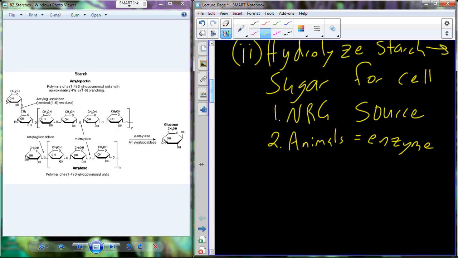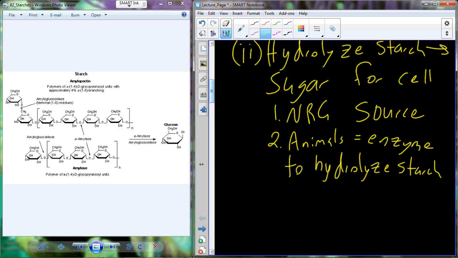So animals have enzymes that allow the hydrolysis of starch. Maybe that's what you're thinking about this week. You're going to look at enzymes, and specifically an enzyme called amylase. Amylase should sound familiar because we're talking about amylose. So amylase probably acts on amylose. In fact, it does. And this is the enzyme that we have that helps us to hydrolyze starch.